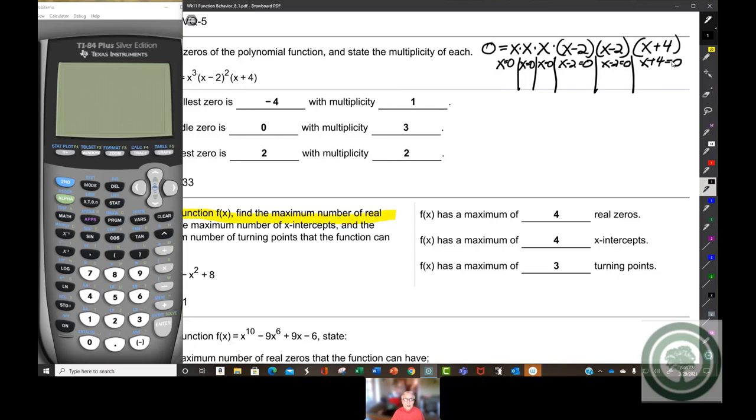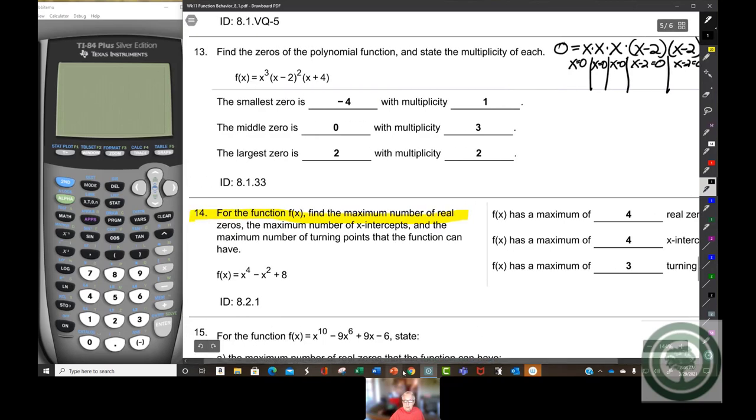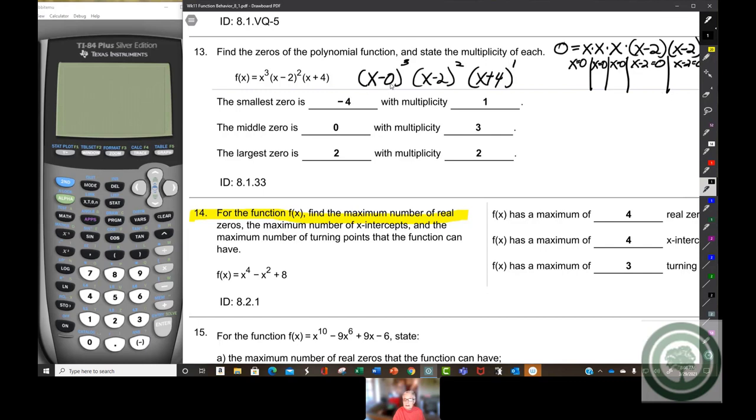And of course, the quicker way to do this is to recognize that this has got to be x minus something. It must be 0 because there's no number with it. So this is going to be x minus 0 to the third power, x minus 2 squared, x plus 4, and then just do this once.